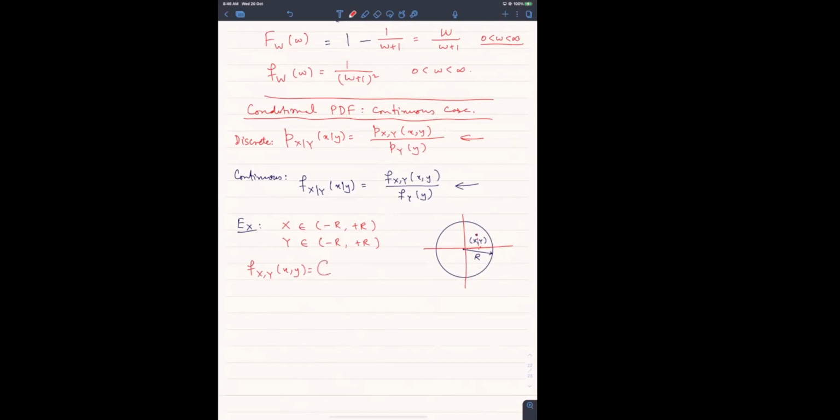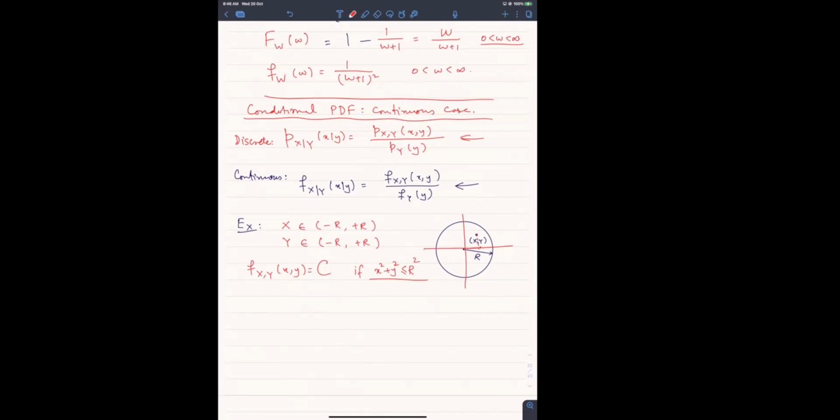And you are given that f_XY, the joint PDF, only exists over this region and it is uniform, which means that it is constant. ये कोई constant है c. ठीक है? When x square plus y square is less than or equal to r square. ये circle की expression है, and x square plus y square less than r square का मतलब है कि anything inside this circle.